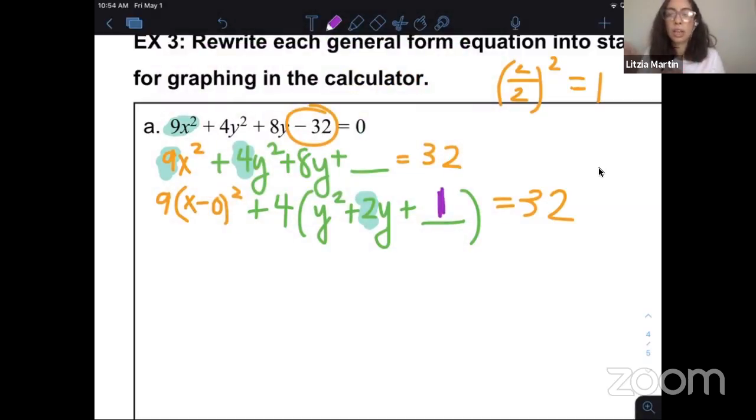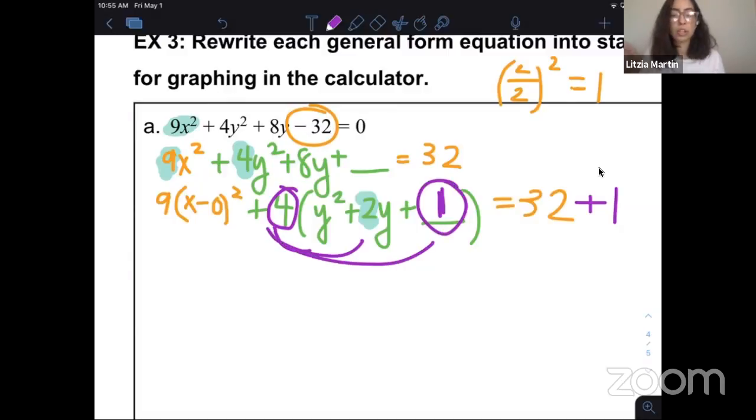And here's where there's another little change. Normally we would go ahead and add 1 to the other side, but remember we factored out the 4 that's here. So actually, if we were to distribute that 4, this isn't actually a 1, it's actually a 4.